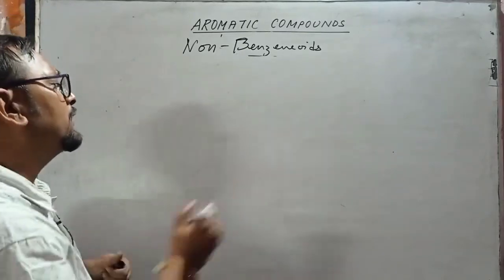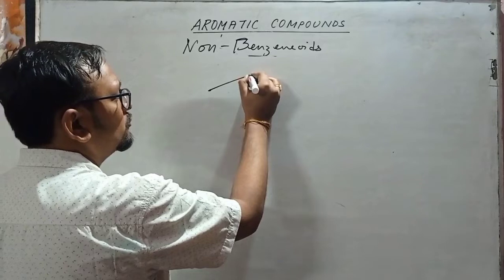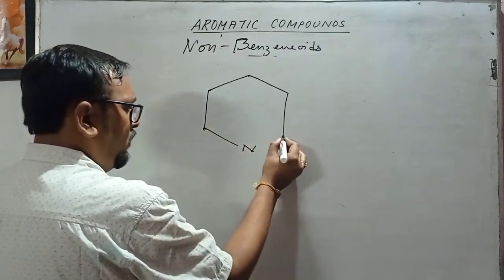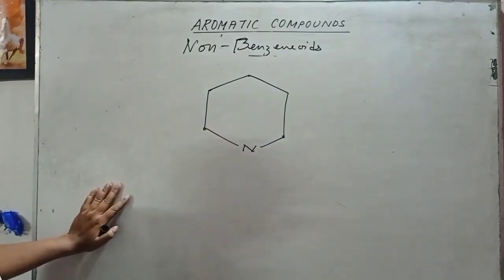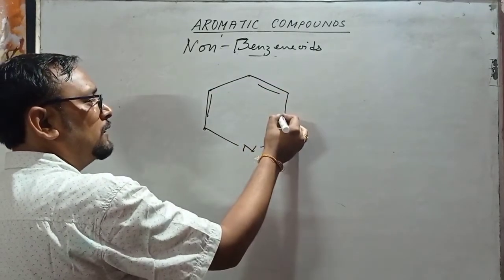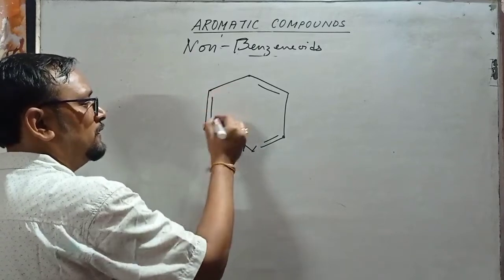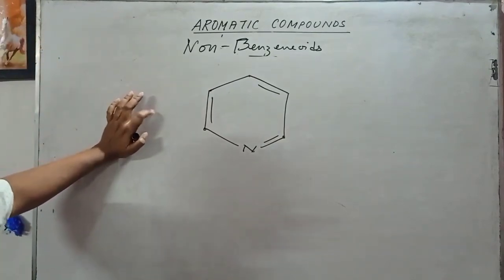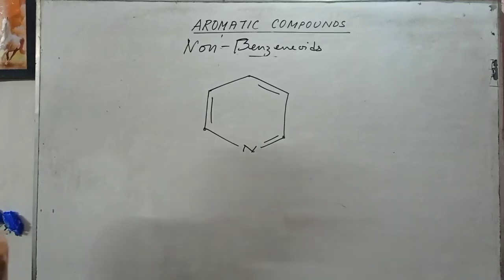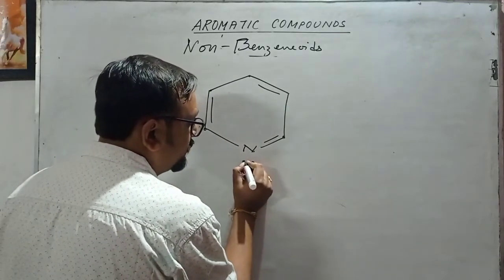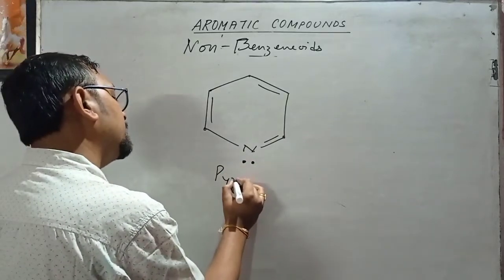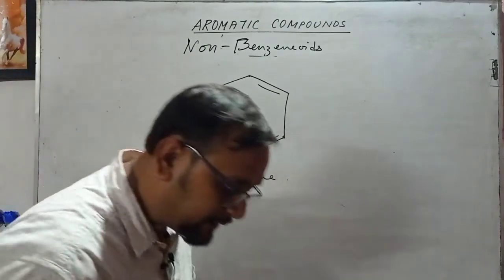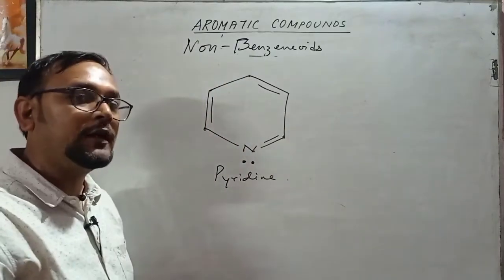Okay, let me discuss one more. Okay, so try this one out. Quickly try this one out. Okay, so in this case the lone pair is outside. Okay, and what is the name of this? This is pyridine. Now is it an aromatic compound or non-aromatic compound?